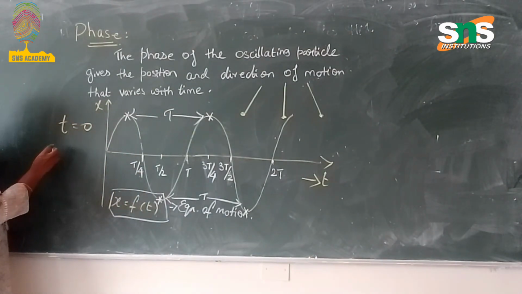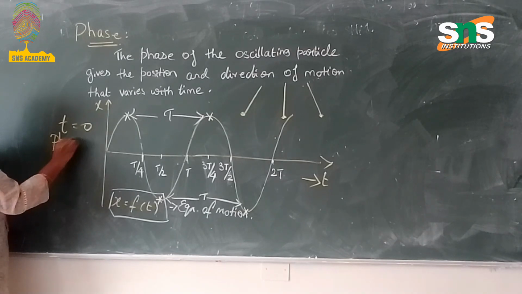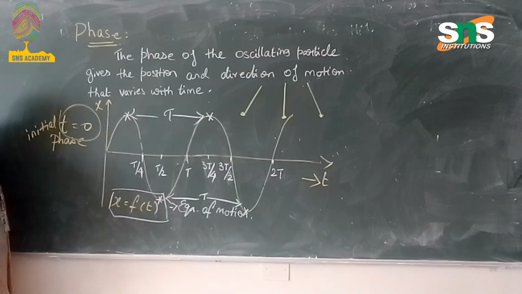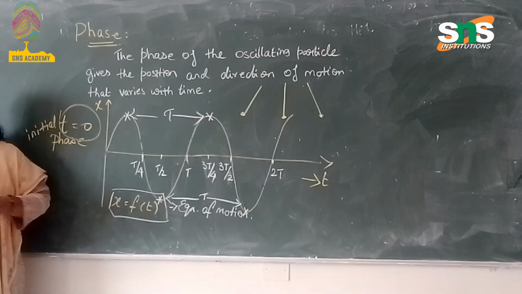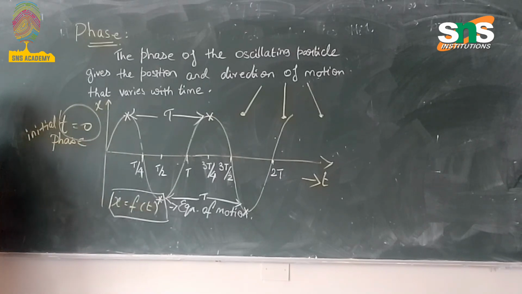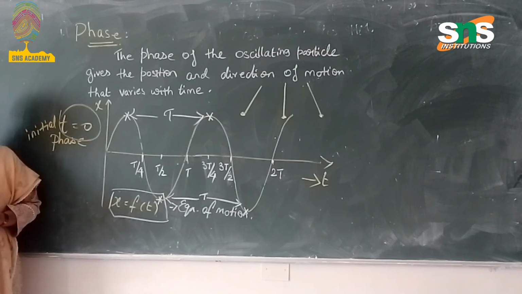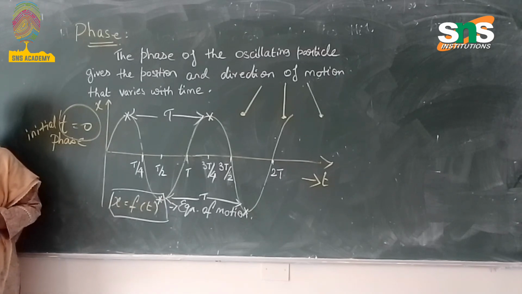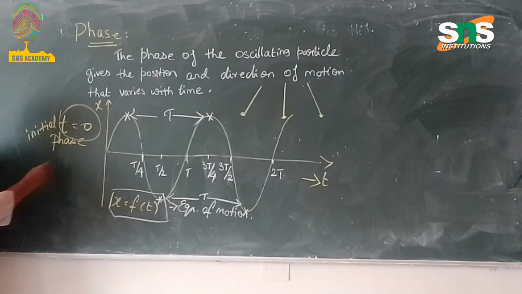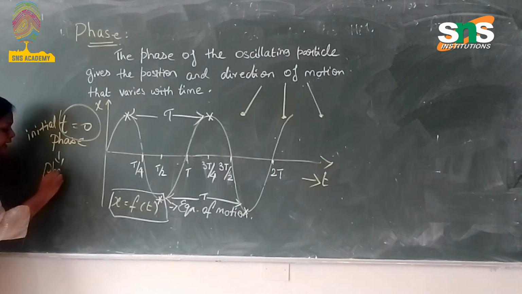At t equal to 0, that you call the initial phase. This you note down. When t is equal to 0, together I am teaching phase and phase constant. When t is equal to 0, that is known as the initial phase. Initial phase refers to the phase when time is equal to 0. So that one we are naming as phase constant.